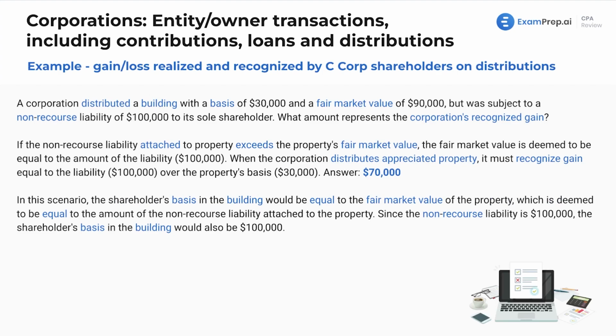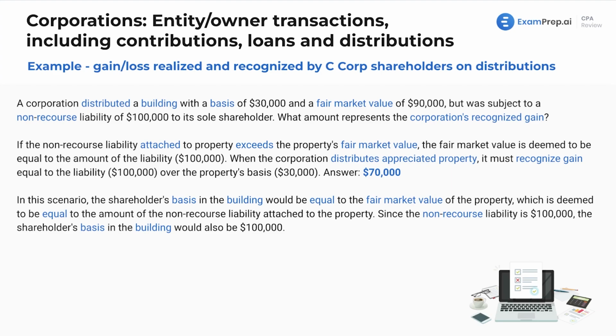Gain or loss realized and recognized by C Corp shareholders on distributions, more so in general. We've got a corporation that distributed a building with a basis of $30,000 and a fair market value of $90,000, but was subject to a non-recourse liability of $100,000 to its sole shareholder. Interesting, nice little twist here. What amount represents the corporation's recognized gain?